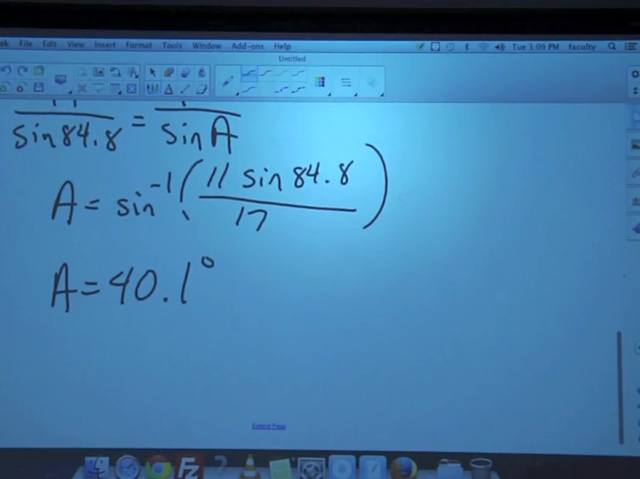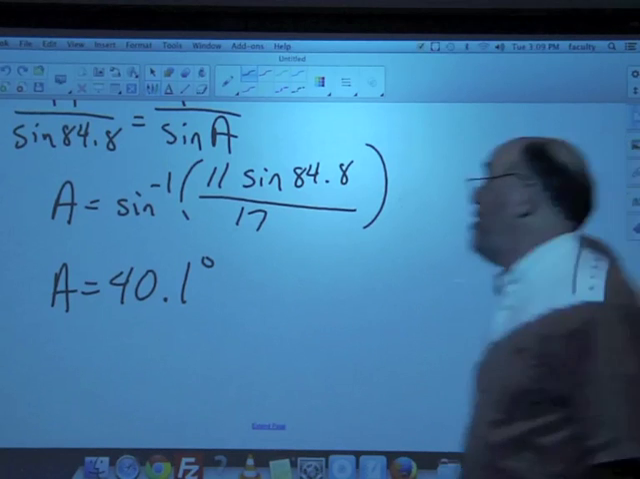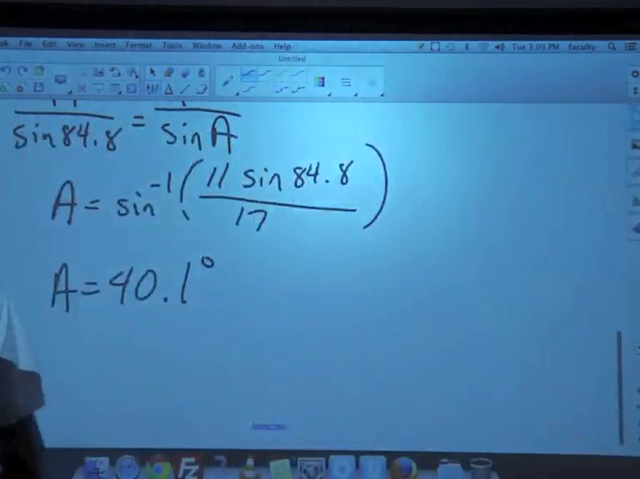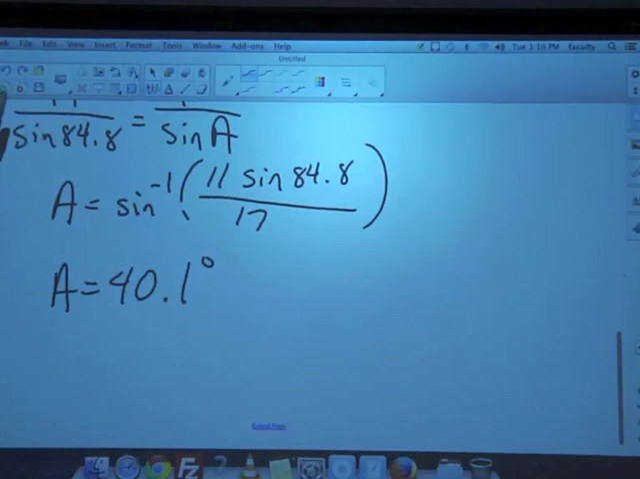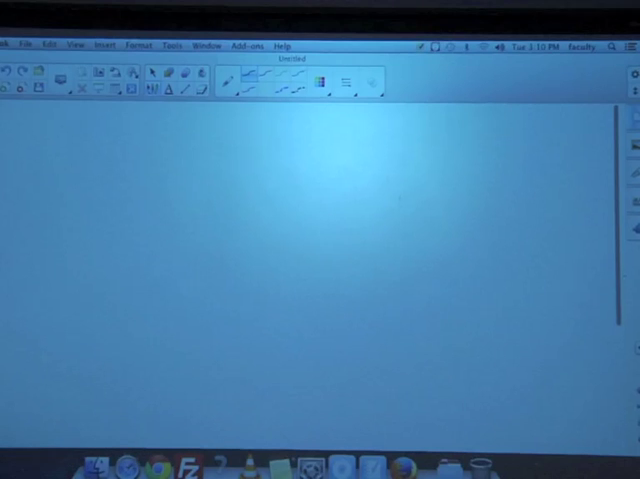So, given all three sides, we use our cosine. The other scenario is given this. Everybody got this before I switch page? So now given this.